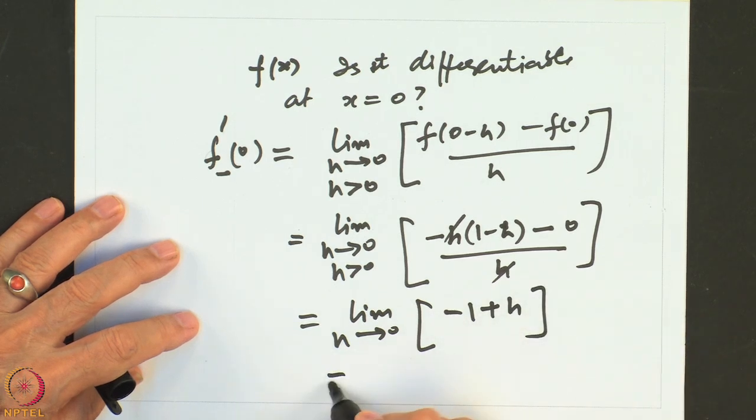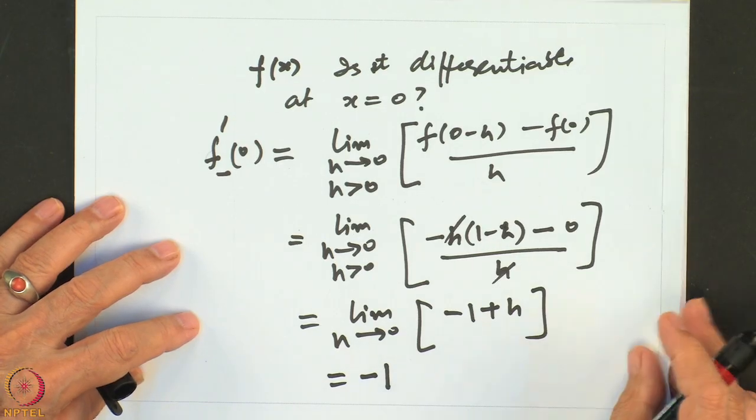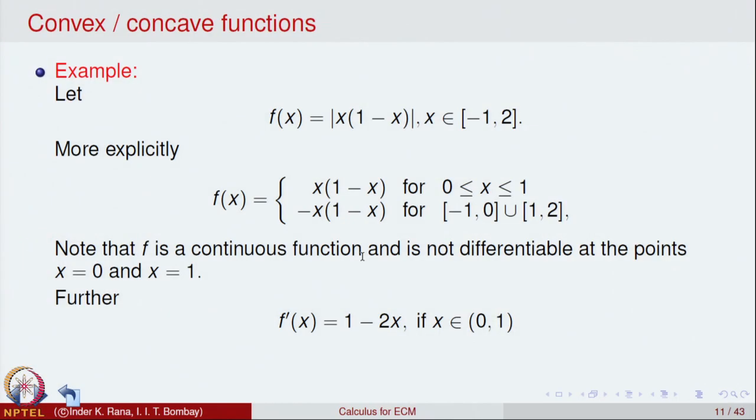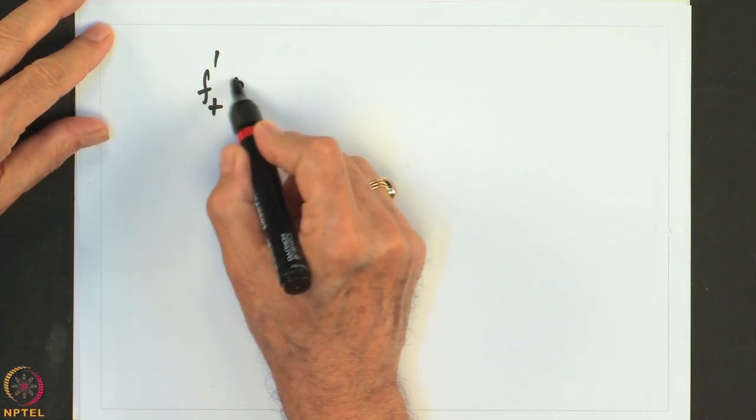So, that limit we know is equal to minus 1. So, the left hand derivative at 0 is equal to minus 1. Let us compute the right hand derivative at the same point. So, we want to compute f dash plus at 0.